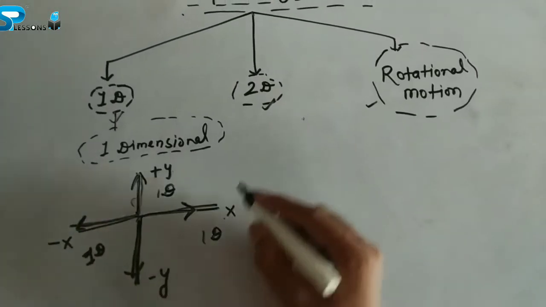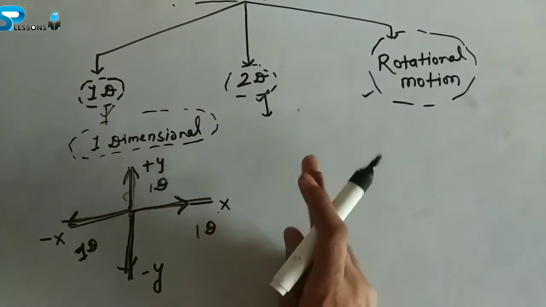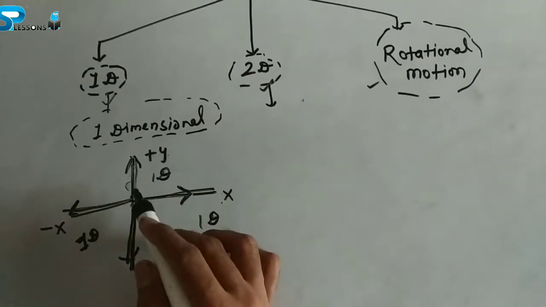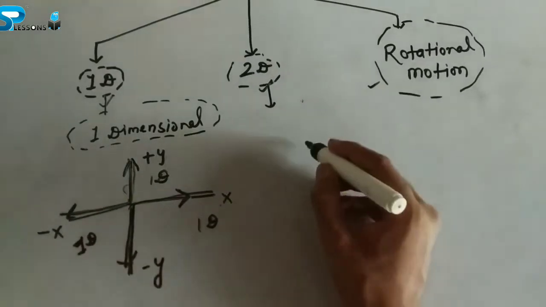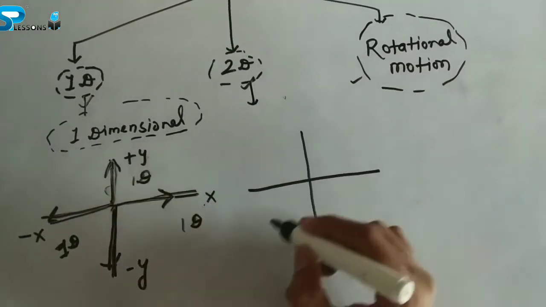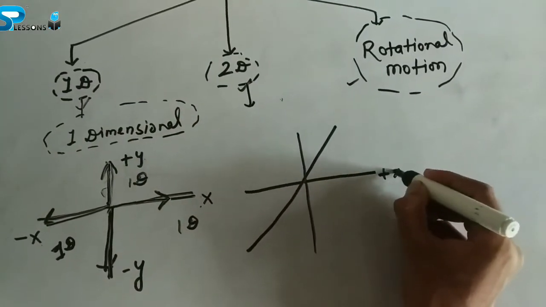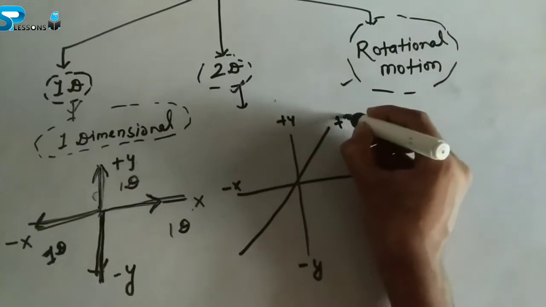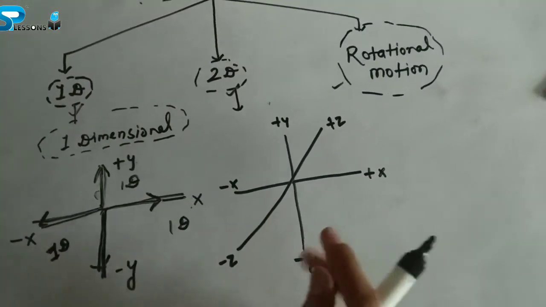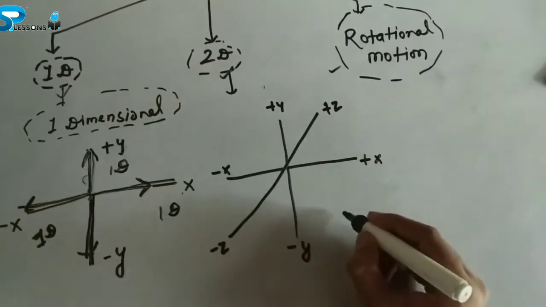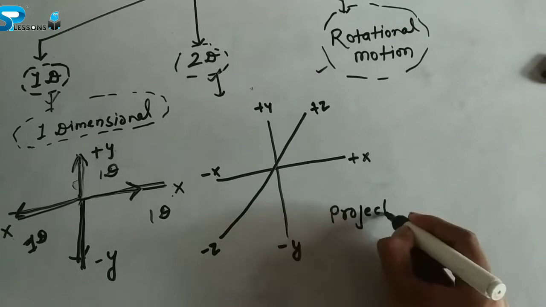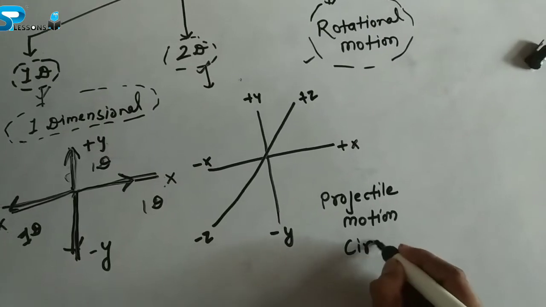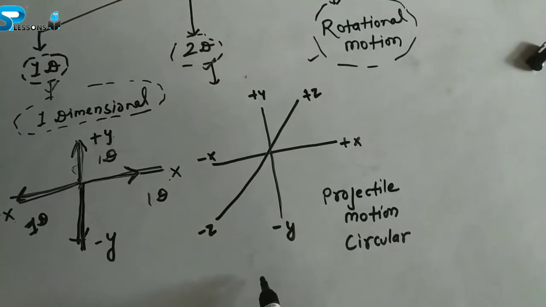motion. But two-dimensional motion is when at one time the particle moves in two directions, like in the xy plane, yz plane, xz plane, like this. This is plus x, minus x, plus y, minus y, plus z, minus z. It means it can flow in two directions at one time. Like we see the examples in daily life: projectile motion and circular motion. They all are two-dimensional motion.